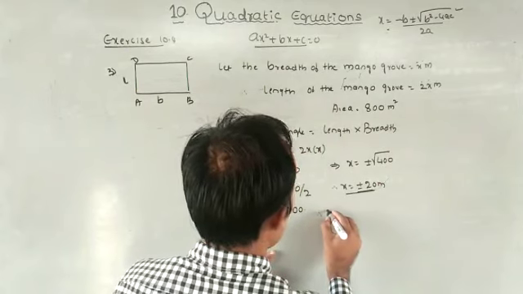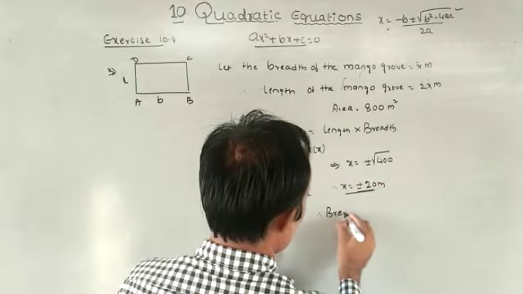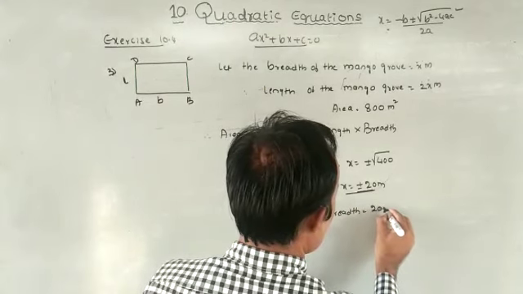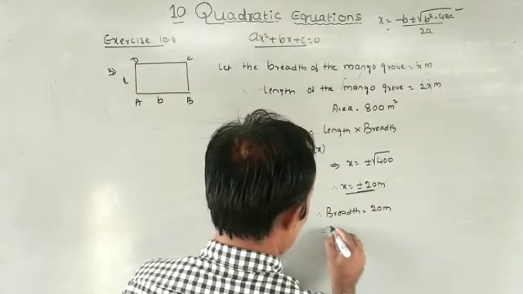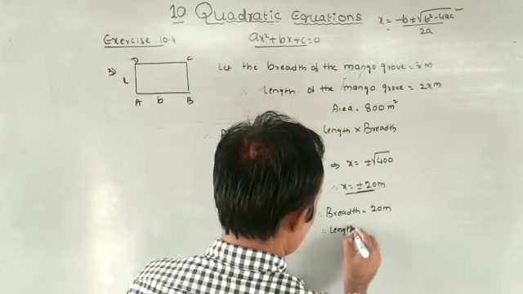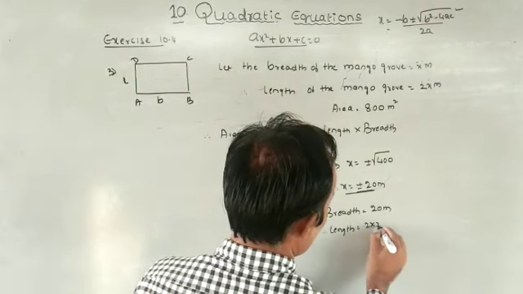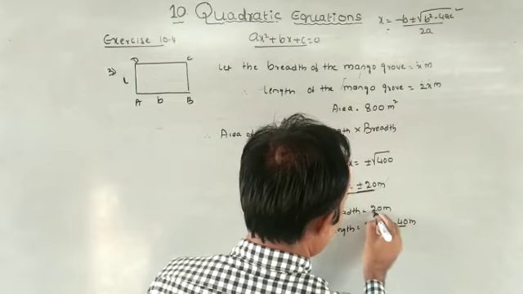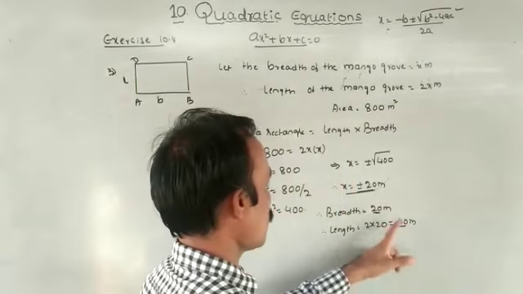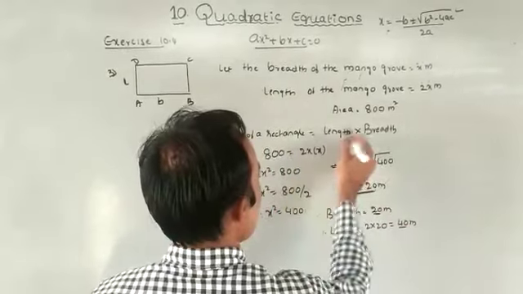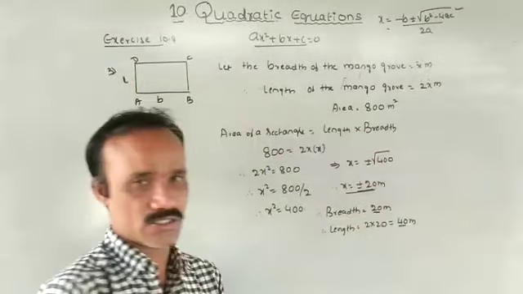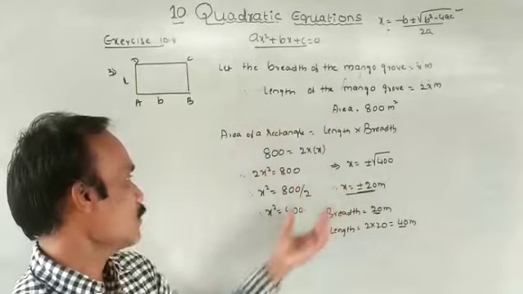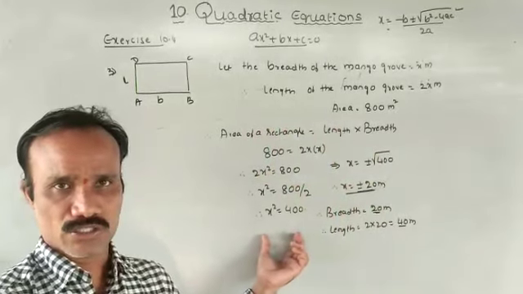Therefore, now you write down one by one. Breadth, consider only the positive value, 20 meters. Therefore, length 2 into 20, correct? That is 40 meters. If you want, just to verify, area 40 into 20, that is 800 meters. That's very simple. I told you earlier. So again, this is of the form of quadratic equations.